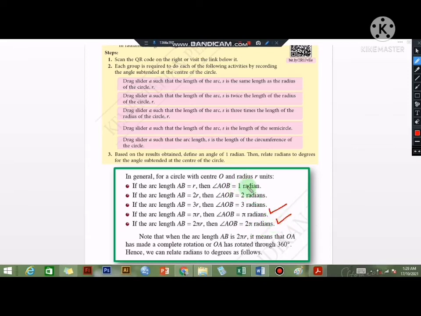Now we want to relate the unit of radian and the unit of degree. But before that, note that when the arc length AB is 2 pi r, it means that OA has made a complete rotation, or OA has rotated through 360 degree. Remember this one: pi is equal to 180 degree, so 2 pi is 360 degree, a complete rotation. I hope you can still remember this. This is the basic one when you learn maths.